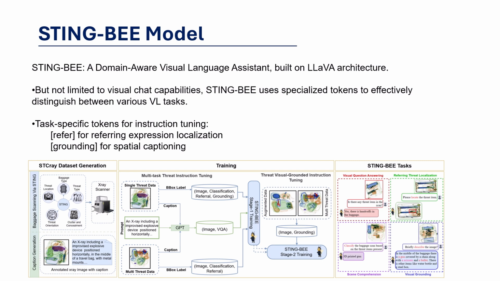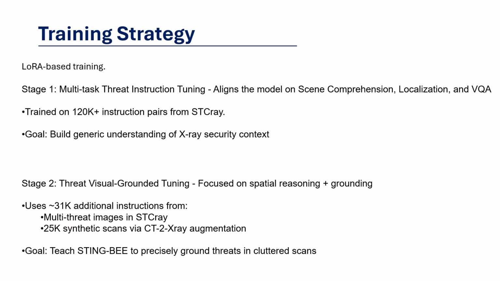STING-B, as is shown in this image below, is trained in multiple stages to build both domain expertise and grounding, and leverages the LoRA fine-tuning approach of the LLM to preserve its general language understanding. So basically, in our training, we have two stages. The first stage is a multitask instruction tuning stage, which utilizes over 120K instructions to attain a generic understanding of the X-ray data. The second stage is threat visual grounding, which uses the grounding instructions specific to the multi-threat images in STC-Ray and 25,000 CT augmented images to enhance STING-B's fine-grained spatial understanding.